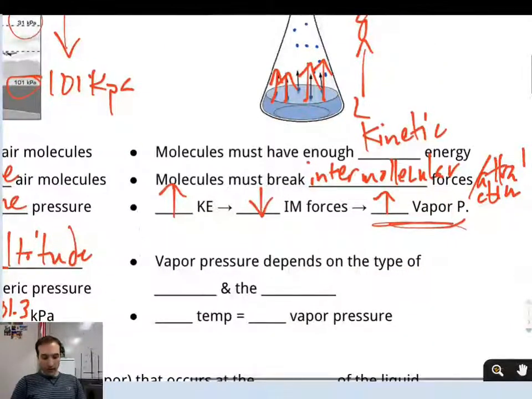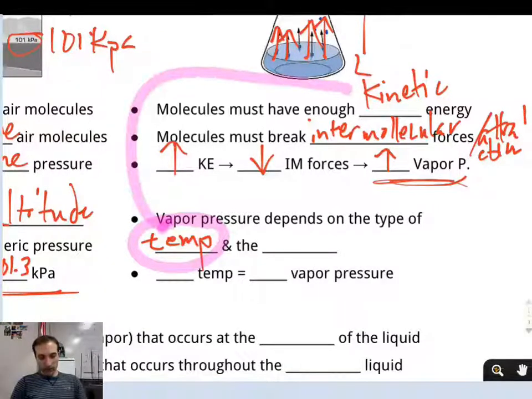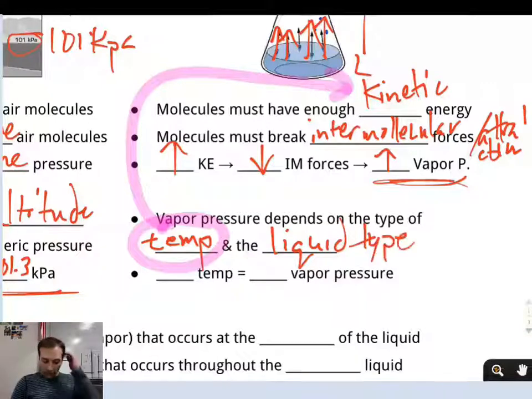Okay. Now, that means that there are really two factors that control the vapor pressure of a liquid. The first one is the temperature. So temperature plays a big role because temperature is tied to kinetic energy, right? So this is going to help determine that. And then it also depends on the liquid itself. So the liquid type. Okay, and I think I flipped these. It really should say vapor pressure depends on the type of liquid and the temperature, but you get the idea.